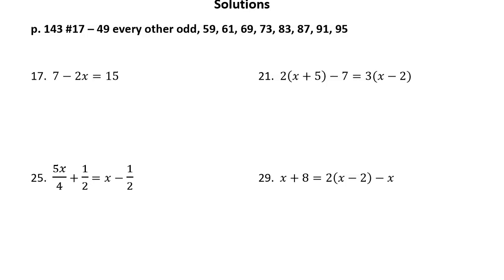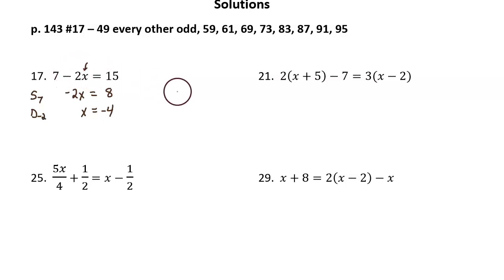Here are the solutions for the page 143 second homework assignment, beginning with number 17, where we're asked to solve the equation. I'm going to subtract 7 from both sides, making negative 2x is equal to 8, then divide by the coefficient of negative 2. 8 divided by negative 2 is negative 4.